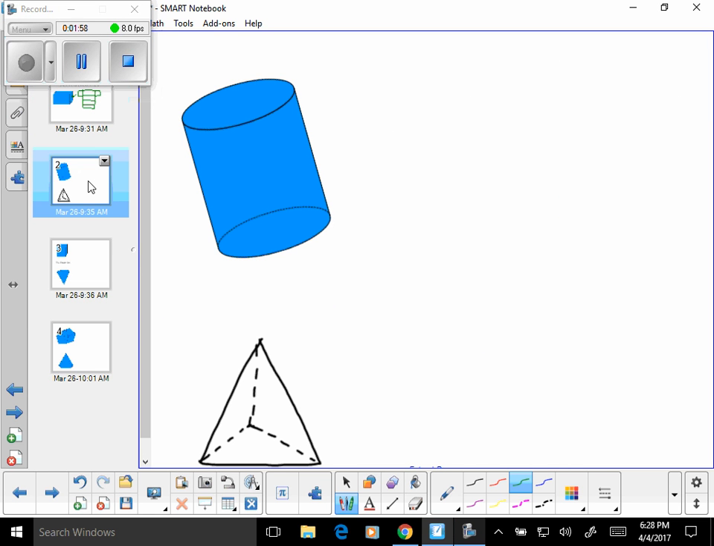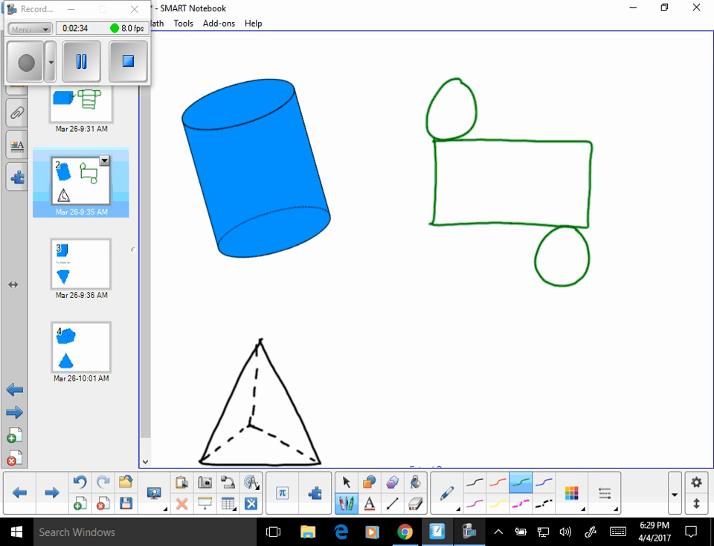We can also draw nets for solids that are not prisms or pyramids. In this particular instance, we have a cylinder. Think of a soup can, and around the side of the can, you are going to have the soup label. Now, if you took that label off, it would actually be the shape of a rectangle. But the lid and the bottom of the soup can would be 2 circles.